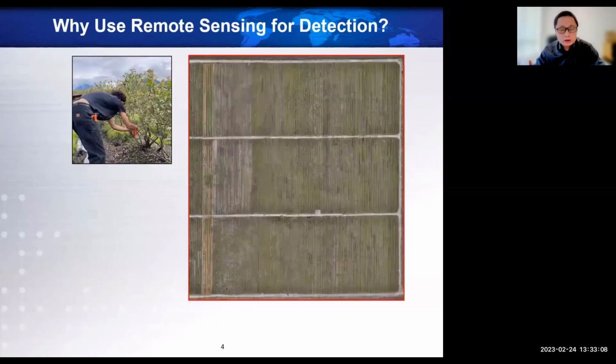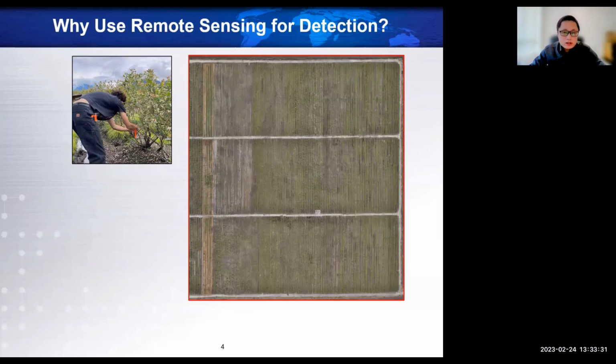So it is very important to detect the Scotch virus infection early. Why use remote sensing for the detection? One can go to the field to check each bush and see if there are any infection symptoms. But for sure, that's very labor intensive and time consuming, as we can tell. Berry farms are pretty large.